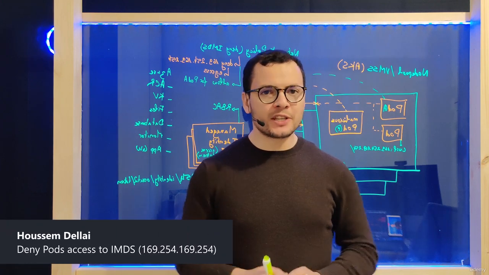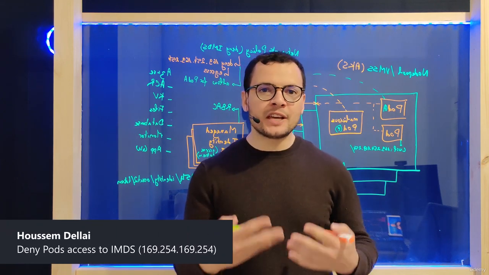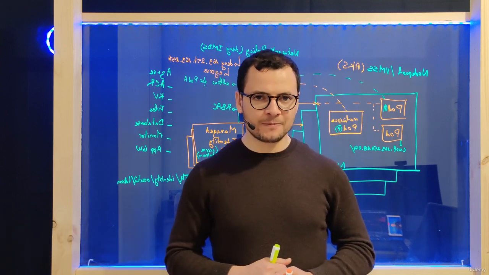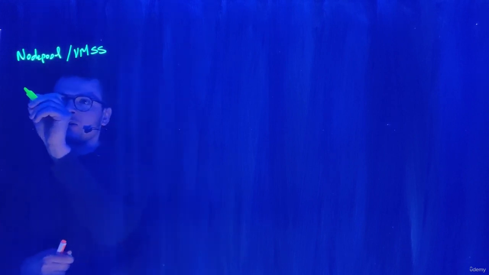Let's learn in this Lightboard session about IMDS, Instance Metadata Service, and how it could present a security issue when using AKS with managed identity. So in an AKS cluster, we have the control plane, but we also have the worker nodes that are presented as a node pool in our cluster. And that node pool behind the scenes is actually a virtual machine scale set. It's VMSS in Azure.